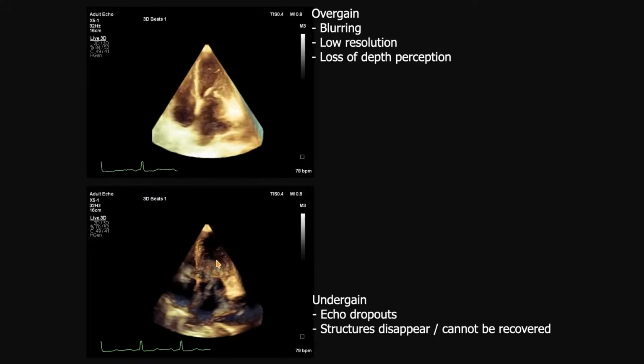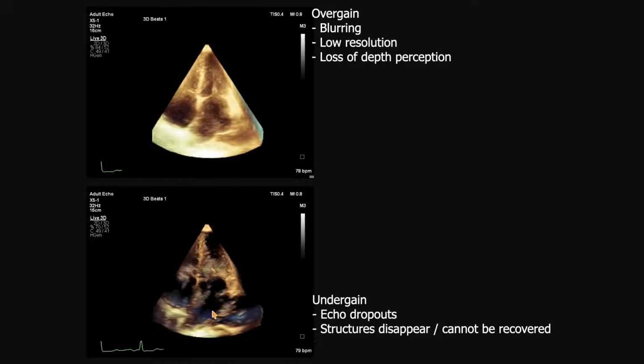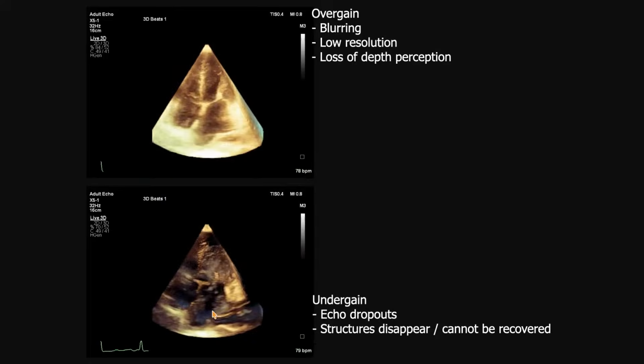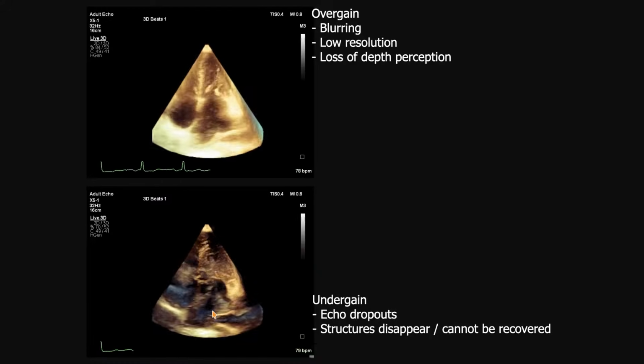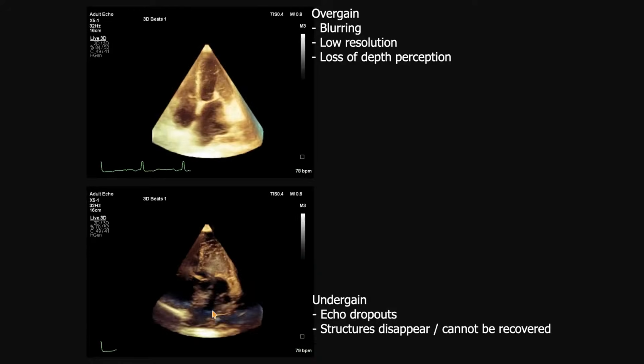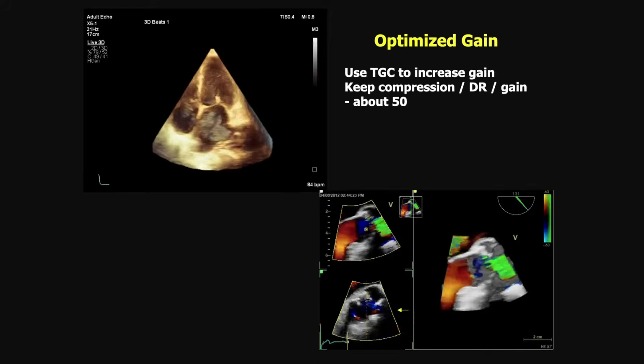It looks as though there are a lot of holes within the left ventricle and the left atrium. That is undergaining, which means you have overdone the gain reduction. So you have these echo dropouts. These are all optimizations where you have to use your gain knob very judiciously.